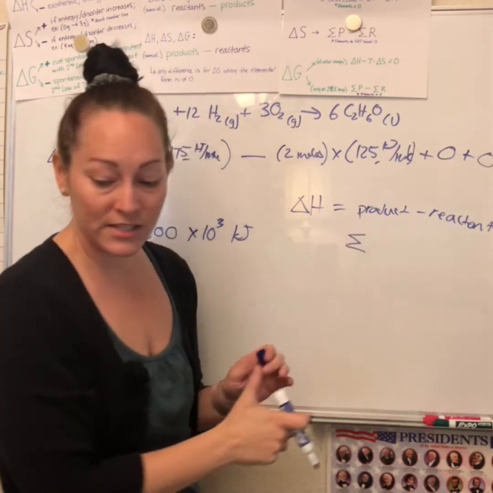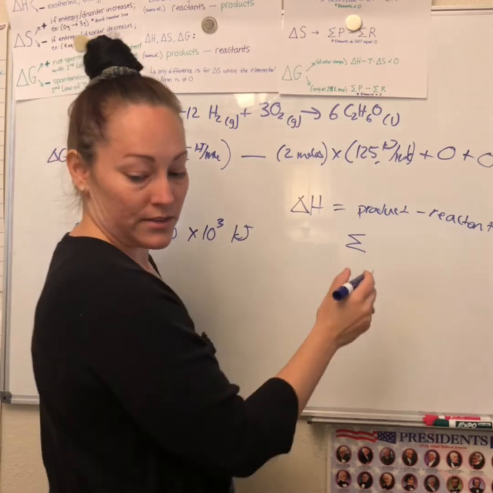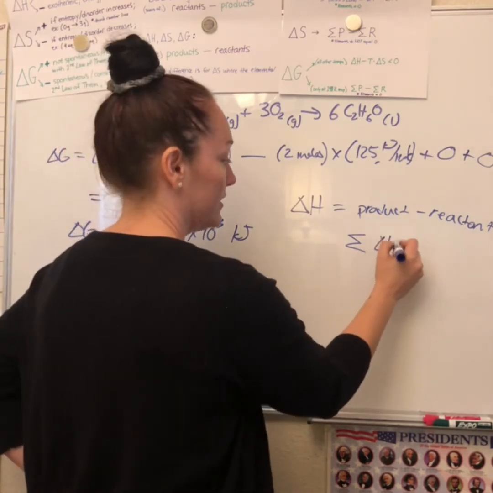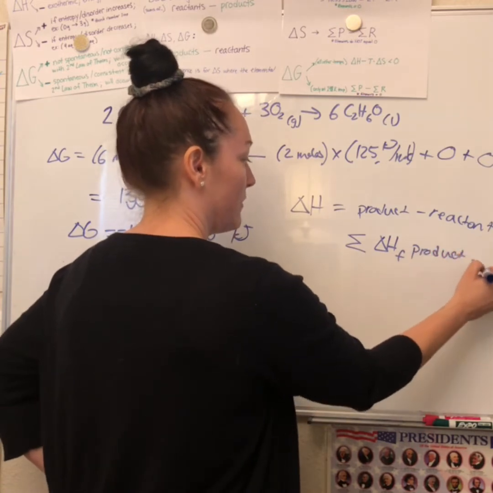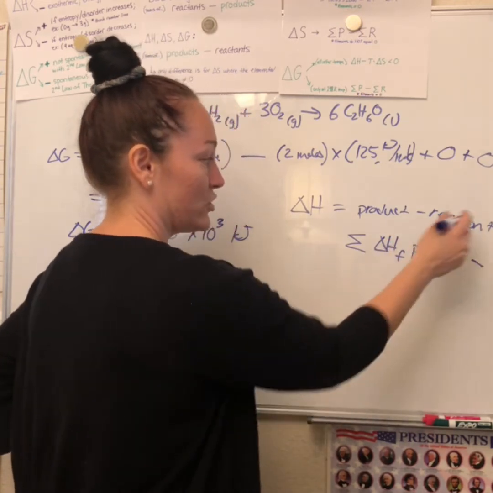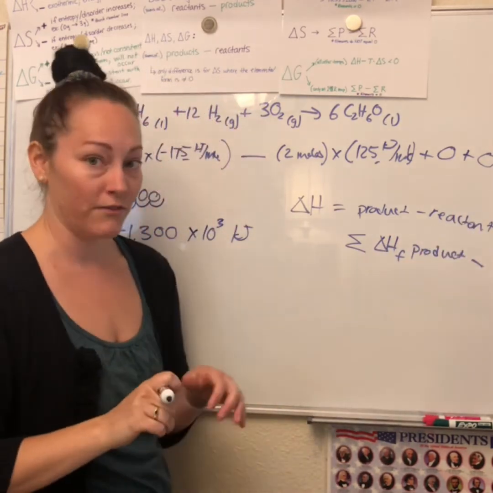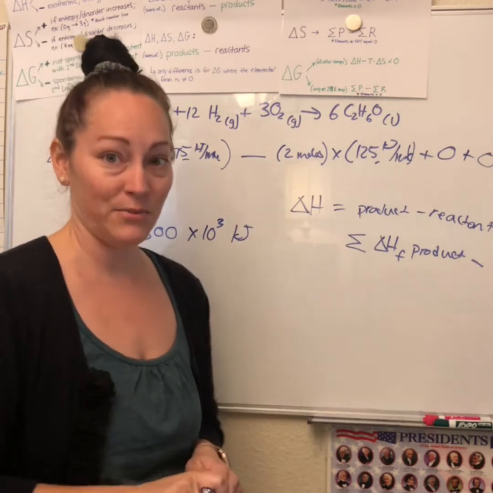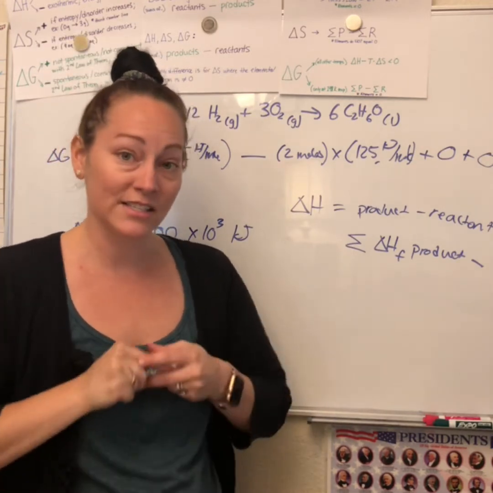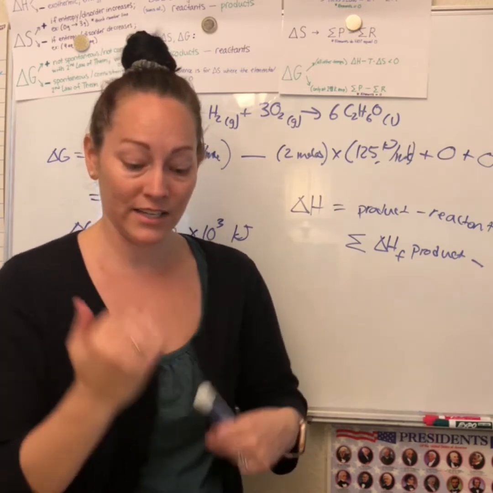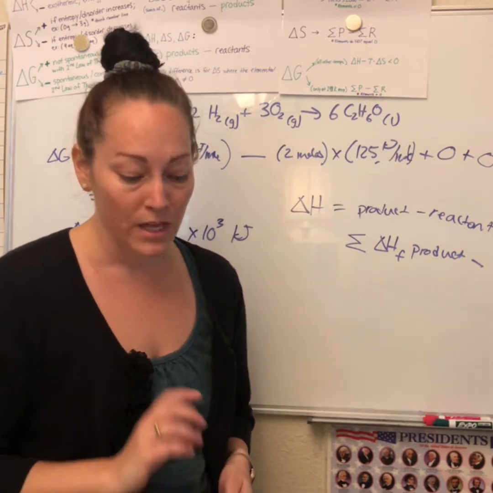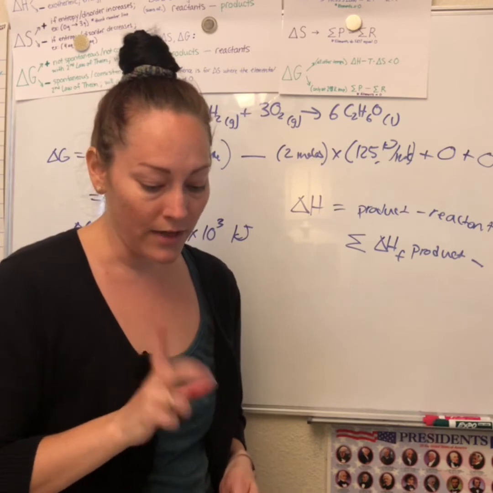So I would say the summation of delta H of formation of products minus the summation of the delta H of formation of reactants. So that's the really fancy way. But you're really saying that it's the sum of the products minus the sum of the reactants from that list of standard formations.